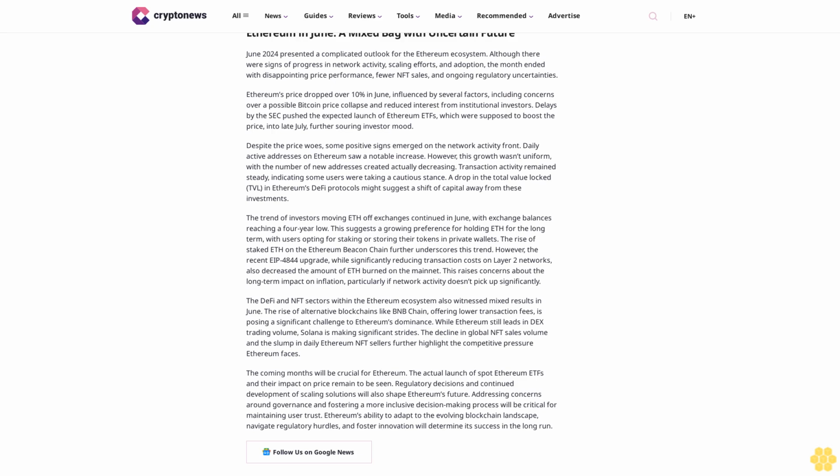Ethereum's ability to adapt to the evolving blockchain landscape, navigate regulatory hurdles, and foster innovation will determine its success in the long run.